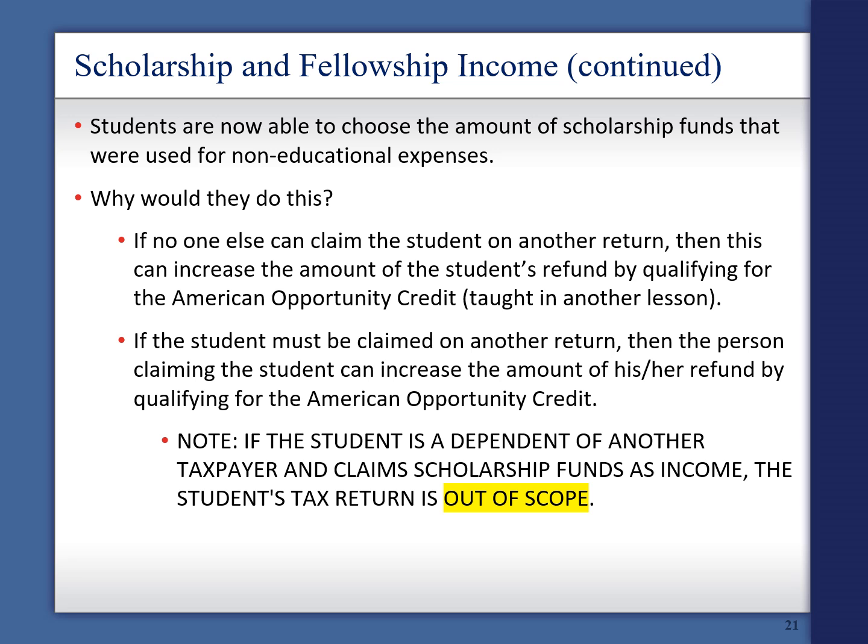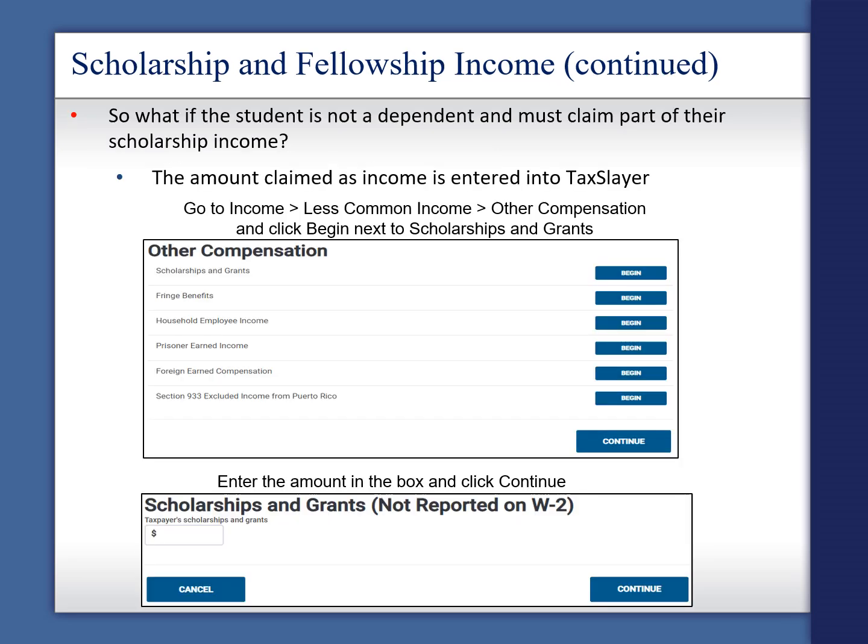Here in Sonora, this is important to confirm dependency since we have a local community college where students may still be claimed as dependents. This could significantly affect a parent or guardian's refund if not discussed beforehand. So what if the student is not a dependent and must claim part of their scholarship income? The amount claimed as income is entered into TaxSlayer. Enter the amount of scholarships and grants in the appropriate boxes and click Continue.